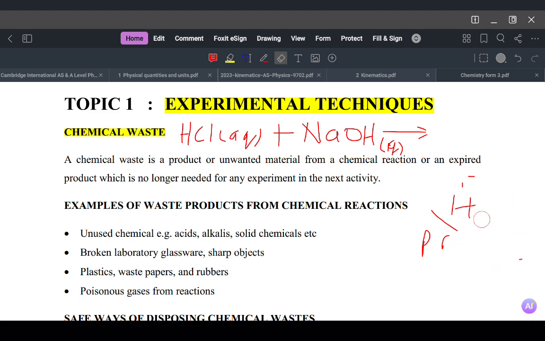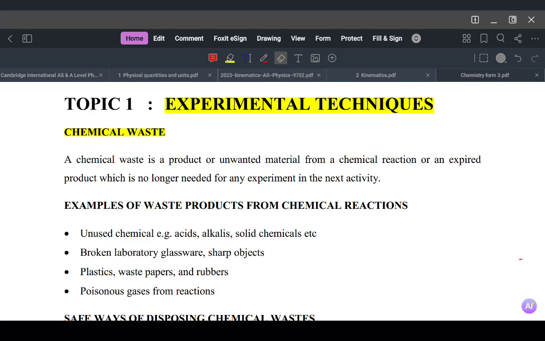Therefore, these are considered to be chemical wastes. Let's suppose that you burned a piece of paper to demonstrate the concept of combustion, for example. When you burn a piece of paper, it will form ash, which is not going to be needed again in the next experiment. Therefore, the ash formed when you burn paper is called a chemical waste. Why? Because it is not going to be needed again.